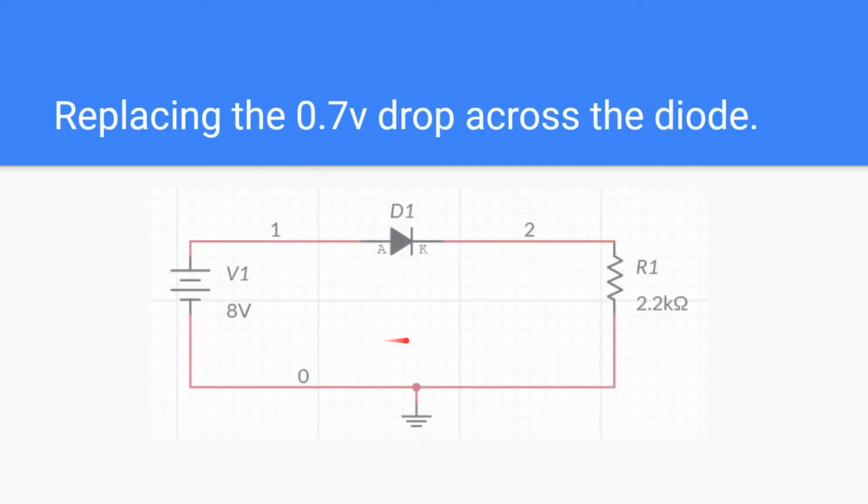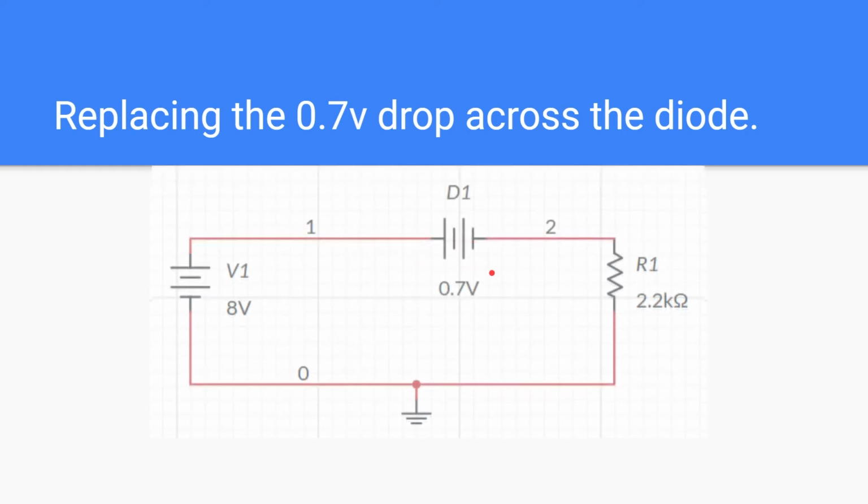So this is our network. So we need to mentally replace this by a resistor. So the current will be established in this direction. So this matches with the arrow of the diode. Hence we can replace it by a 0.7 volt drop like this. Right, now we can apply the KVL. Let's see.